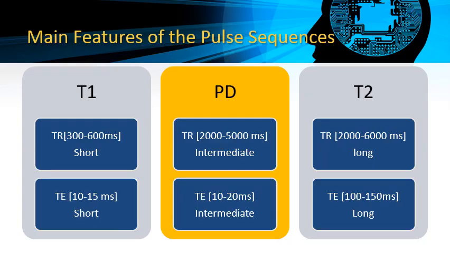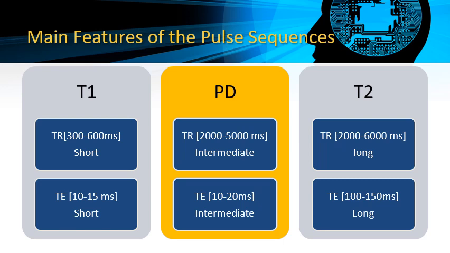Okay, as we are still in the first pathway of discrimination between the pulse sequences by looking at the parameters, let us check the parameters of those pulse sequences: T1, T2, and proton density. From this diagram, we can see the T1 sequence usually has a short TR and short echo time, TE. TR is about 300 to 600 milliseconds, while its TE is 10 to 15 milliseconds. When we look at T2, it's long. Its TR is in thousands, 2000 to 6000, and TE is in hundreds, 100 to 150 milliseconds. So it's a long sequence.